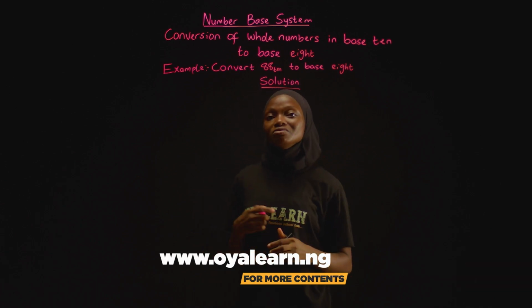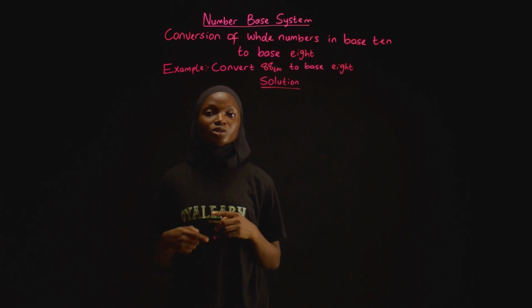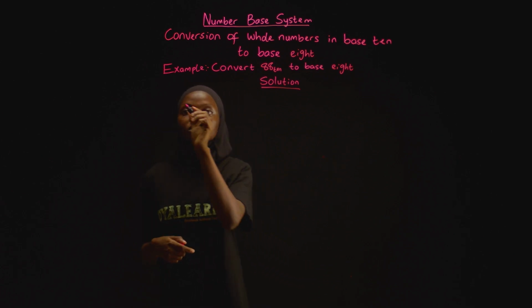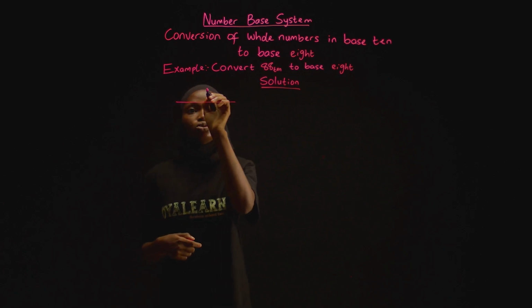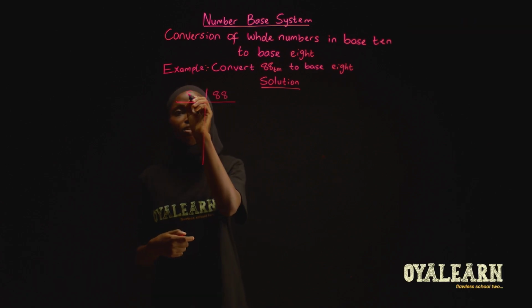To do this, we divide 88 repeatedly by 8 until further division is no longer possible. Then we'll take the remainders upwards. Here is how to do it. Draw a table. We place our number 88 at this side, then the base we are converting it to, 8, at the other side.